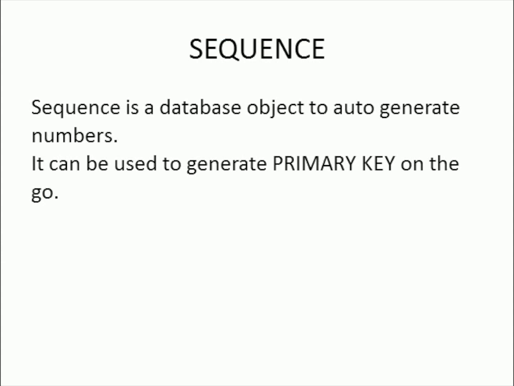Sequence is a database object to auto-generate numbers. It can be used to generate primary key on the go.